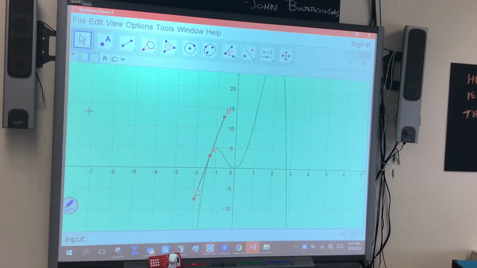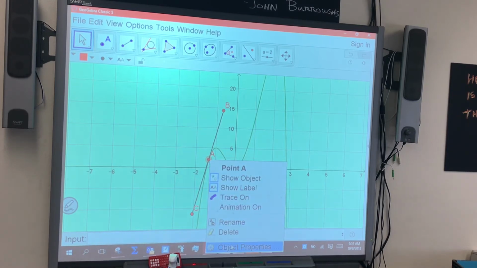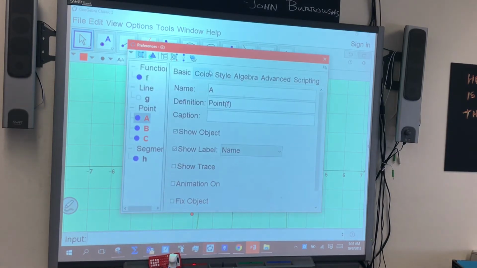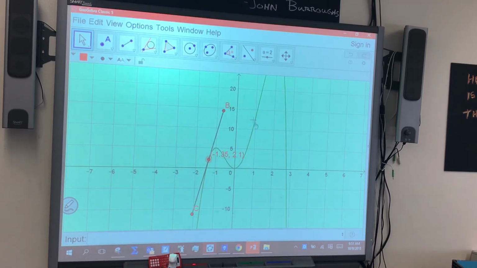All right, so trying to show you a little bit about what we're doing and why we learn this stuff, so we can deal with some calculus stuff. One of the main things in calculus that we're interested in is the slope of this curve at different x values. So if I look at this point A, let's put its ordered pair up here. Maybe I'm interested in the slope at negative 1.35 for this curve.